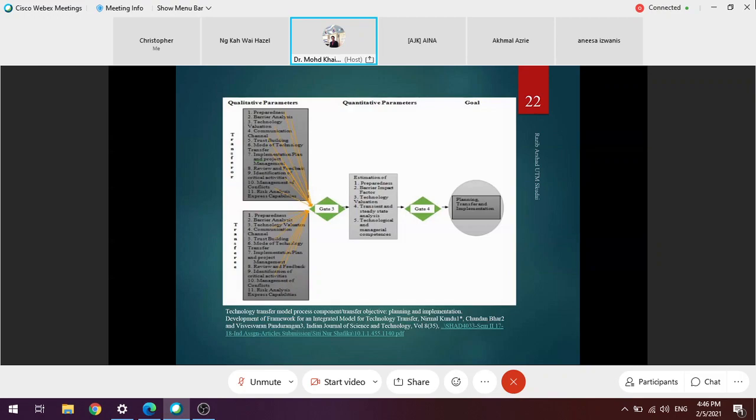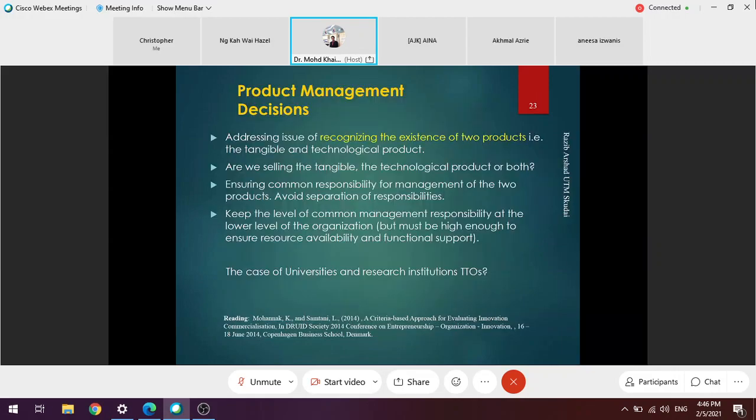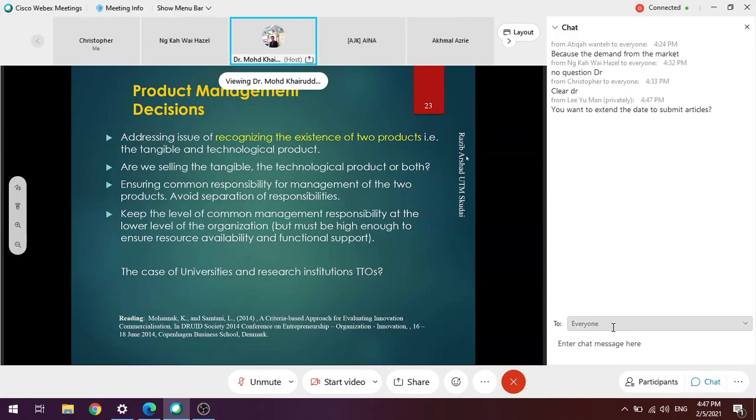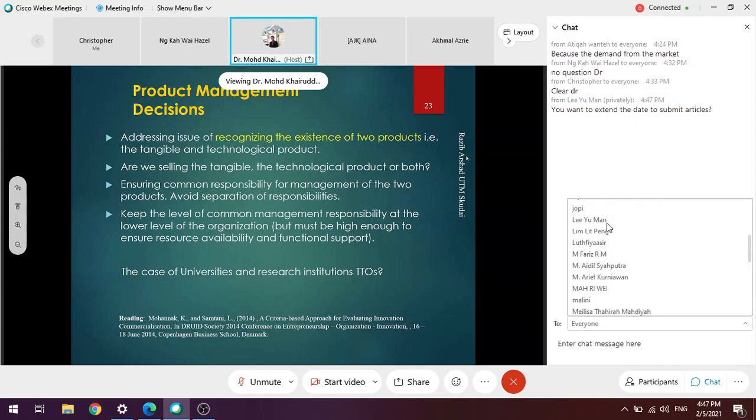As you can see, this is a similar model for the organizational decision, the filter. And we have the product management decision, which addresses the issue of recognizing the existence of two products, i.e. the tangible and the technological products. So what are the tangible and the technological products? For example, we have the technology of machineries. We protect the technology and we protect as well the guidebook, the technology schematic and so on. So are we selling the tangible and the technological product or both?